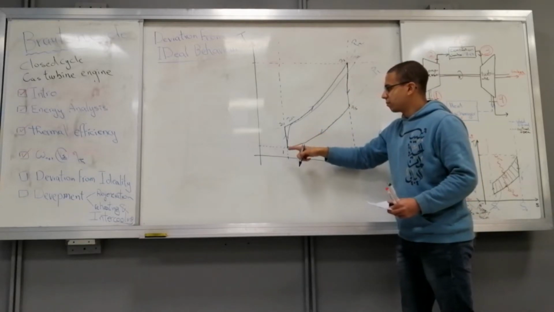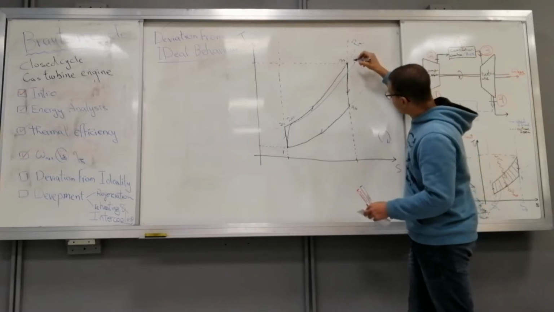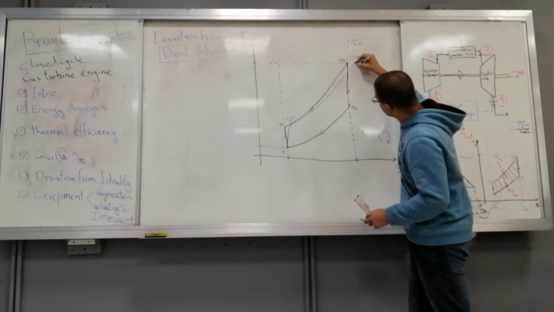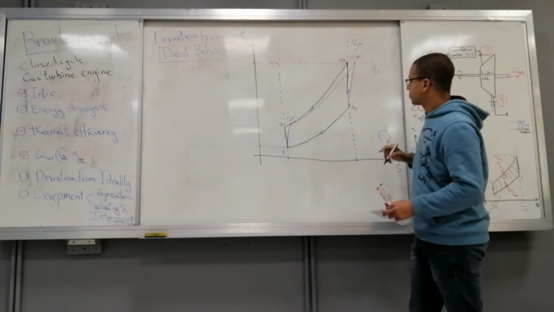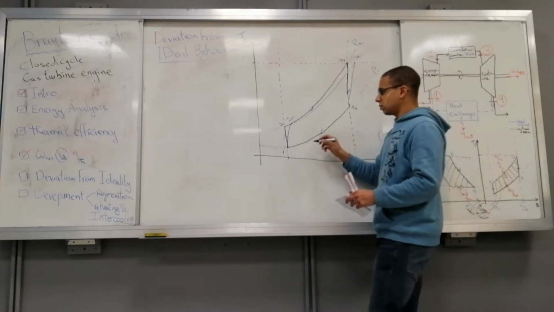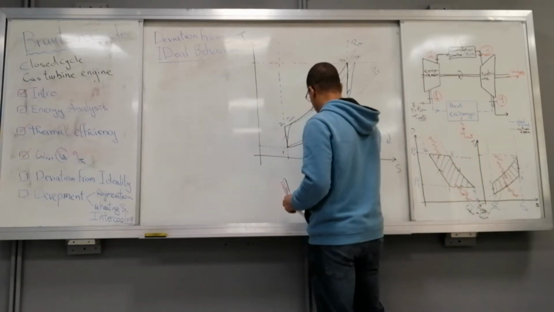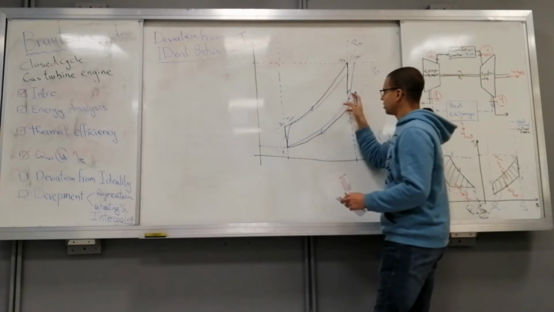And as before, the expansion is not isentropic. There is some deviation from isentropic behavior. There is a pressure drop over here, and in the heat exchanger also, so it's ending somewhere in here.